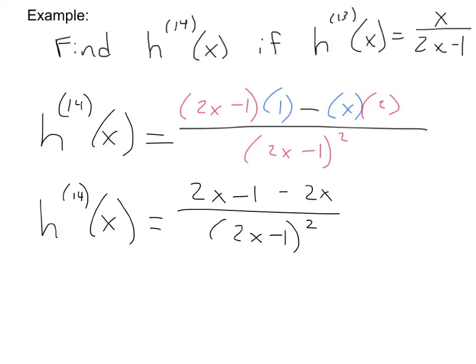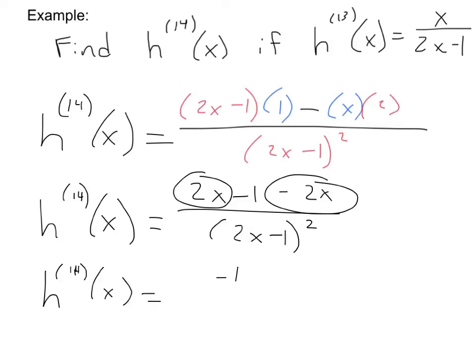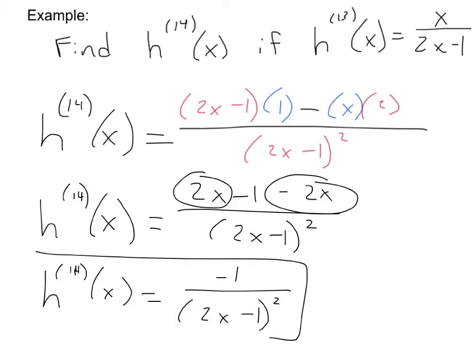Alright, so we see here that the 2x minus the 2x will add up to 0. So I end up with the 14th derivative being negative 1 over 2x minus 1 squared, and there it is. Alright, so higher order derivatives, quotient rule, start processing that stuff and get it stuck in your heads.